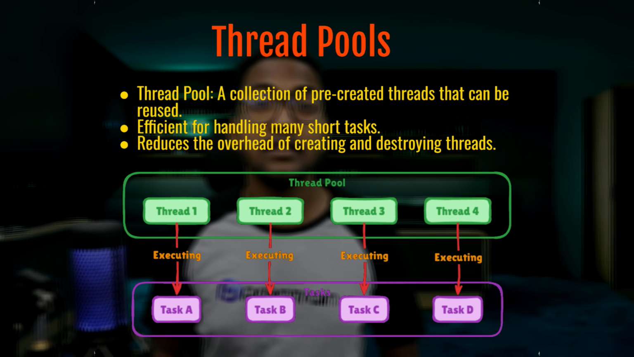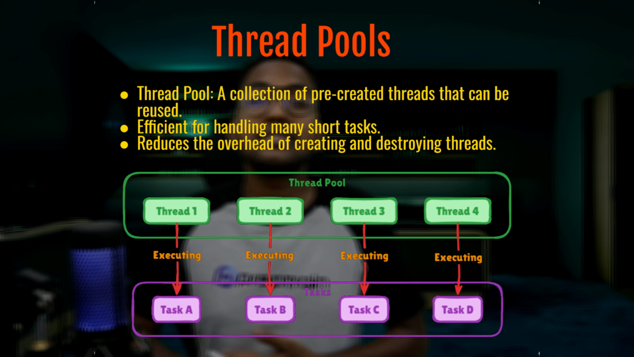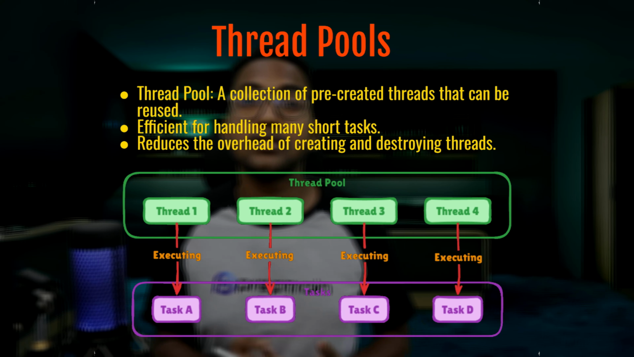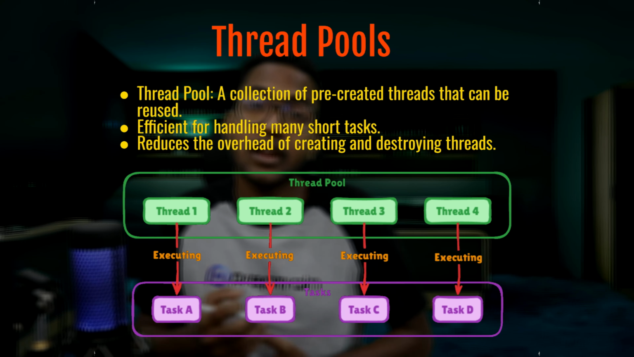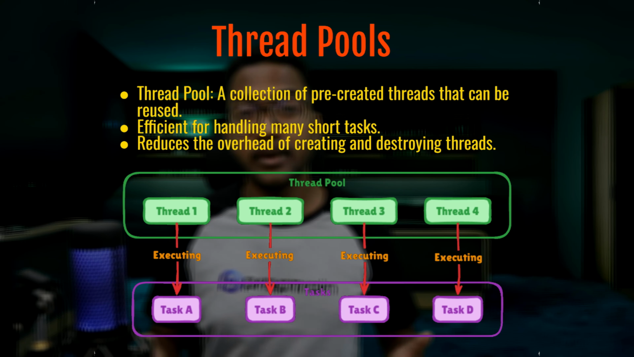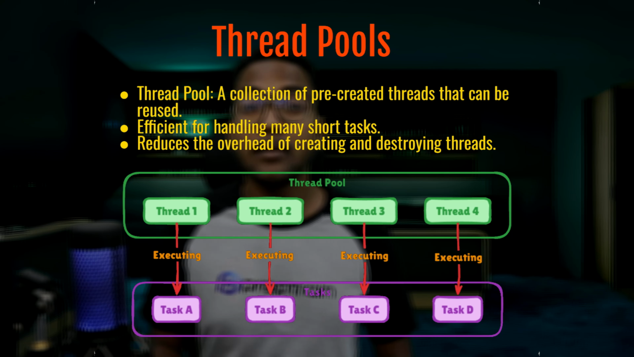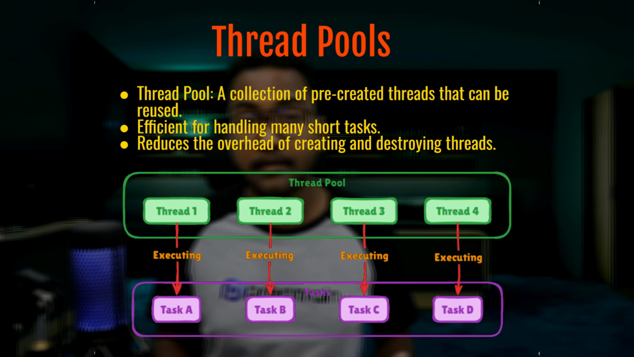Another advantage is that thread pools help prevent resource exhaustion. Since the number of threads in the pool is fixed, you can control the maximum number of concurrent tasks your application can handle. This prevents your system from being overwhelmed by too many threads, which could lead to slowdowns or crashes. In other words, thread pools can help you manage resources more effectively.